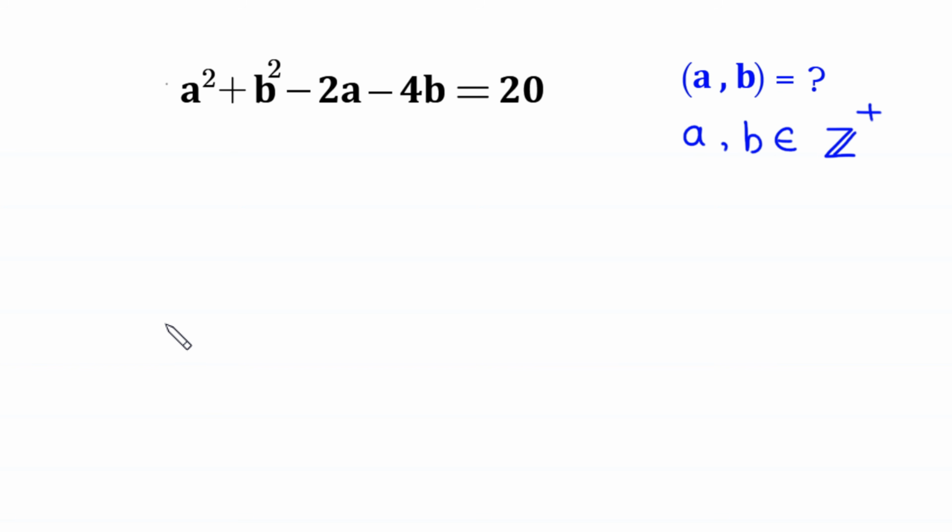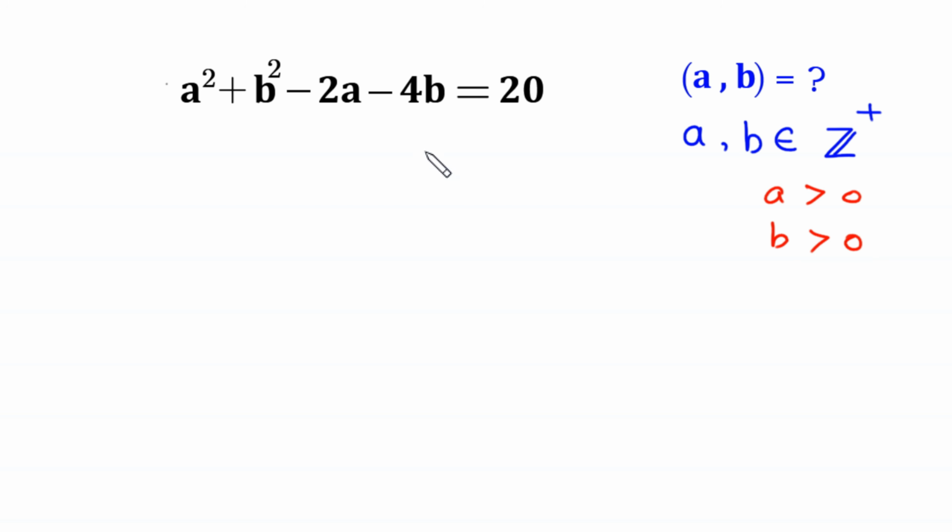Hello, welcome to how to solve this very nice Diophantine equation: a squared plus b squared minus 2a minus 4b is equal to 20. We need to find all possible values of a and b, where a and b are positive integers. It means a is greater than 0 and b is greater than 0.